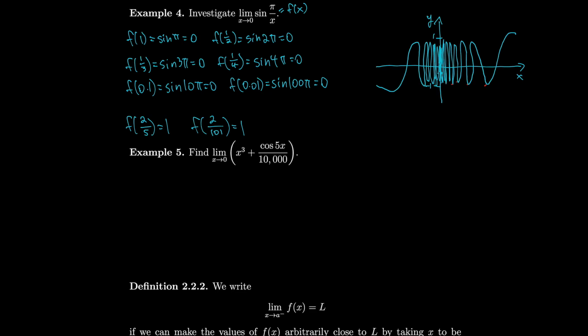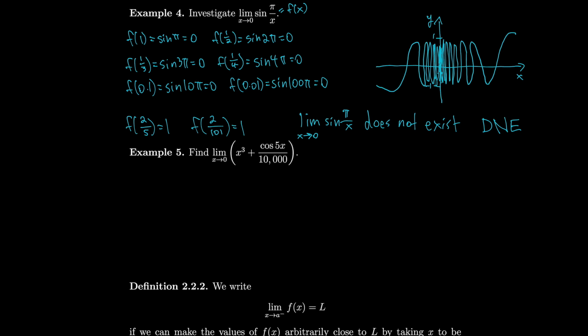So because it doesn't hit any specific value, it doesn't hone in on 0, it doesn't hone in on 1 or minus 1, it oscillates between all three of those, we say that the limit does not exist. So the limit as x approaches 0 of sine of pi over x does not exist. And we will abbreviate this by writing DNE in the future, because this is going to come up a lot, these limits not existing.